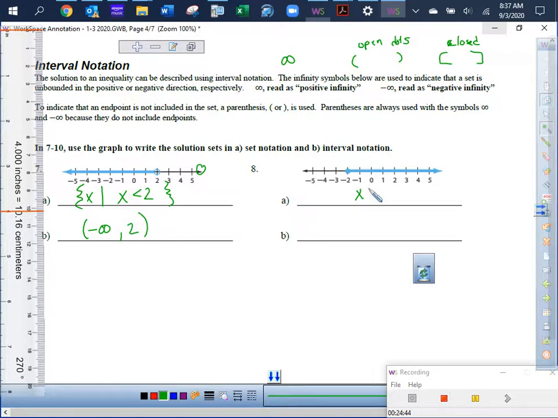Greater than or less than? Greater than. -2. Should we put an equal to bar with this guy? Yes. And we'll do this set of all x's such that.